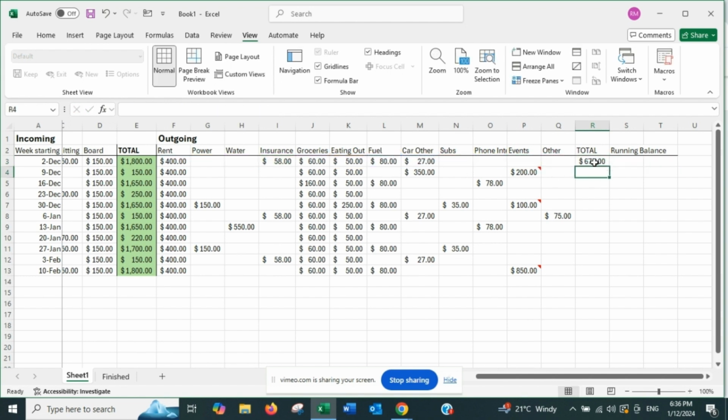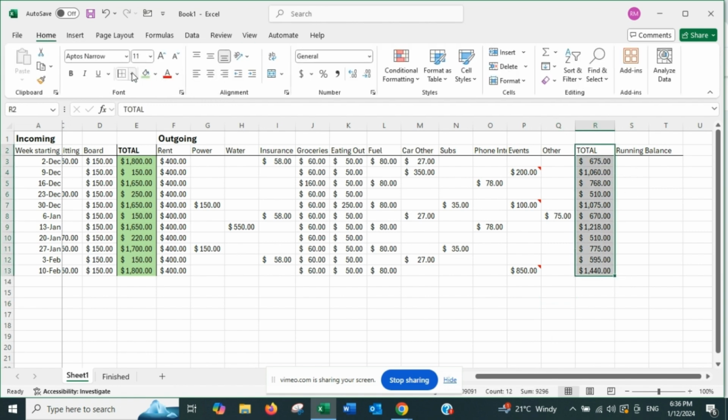So here we are totaling up. So you're just pressing equals, totaling all the columns, and then copying that formula the whole way down. Now make it pretty.